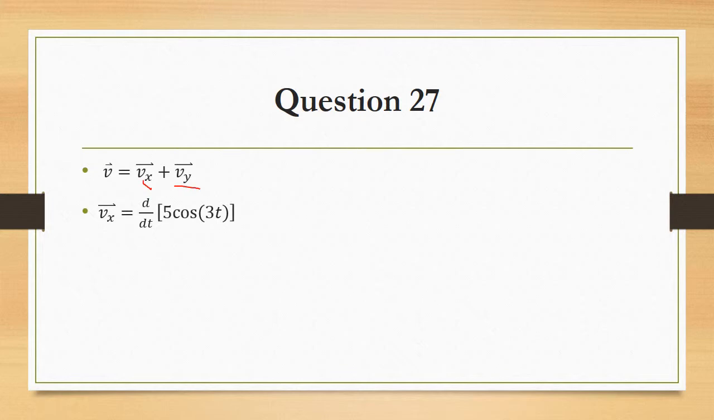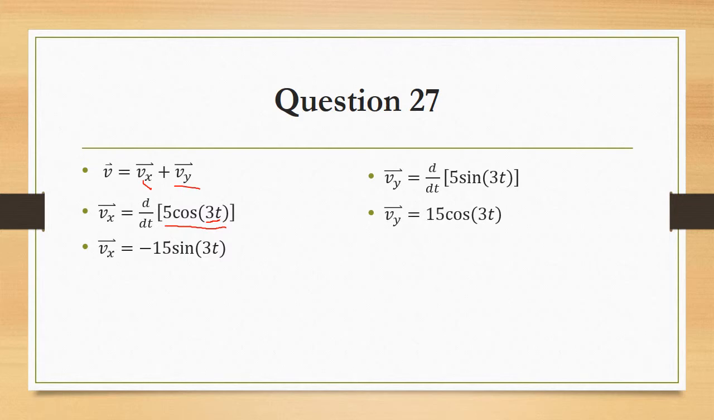Since I have a position function, I'm going to take the derivative with respect to time of 5 cosine of 3t. And this is going to be a chain rule thing. So the derivative of the inside, 3t, is just 3. And then that gets multiplied by the derivative of the outside, which is 5 cosine of argument. And the derivative of cosine is negative sine. So you simplify this to negative 15 sine of 3t. Hold that thought. In the y dimension, we have the same basic approach. We have the position function, we take its derivative, and we get 15 cosine of 3t.